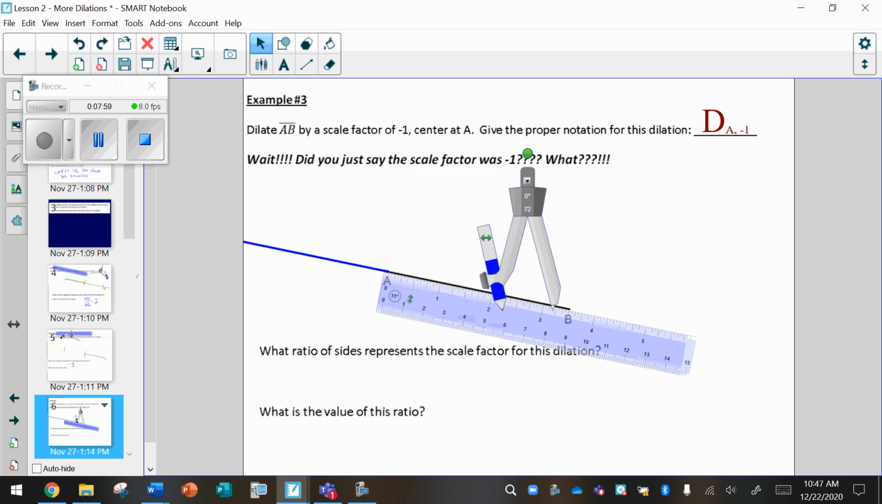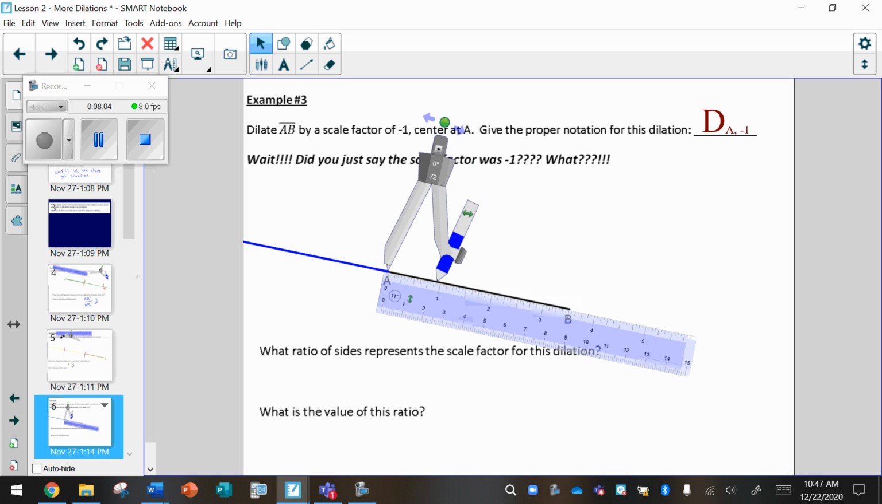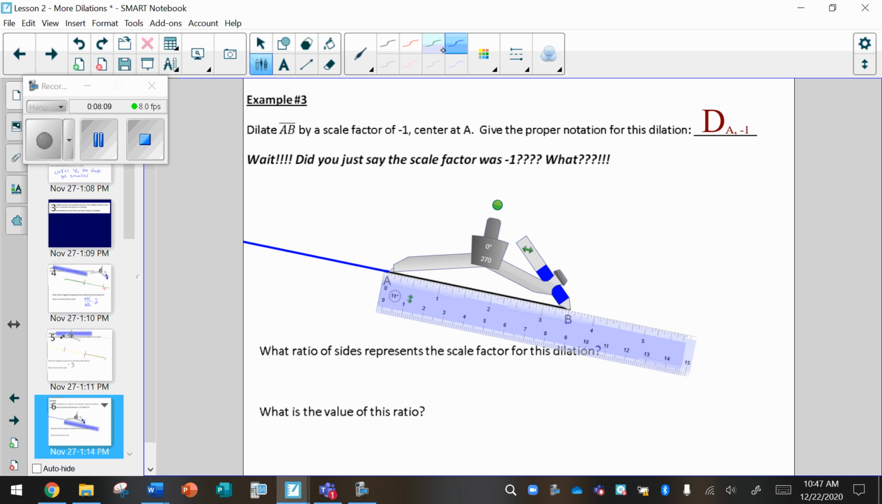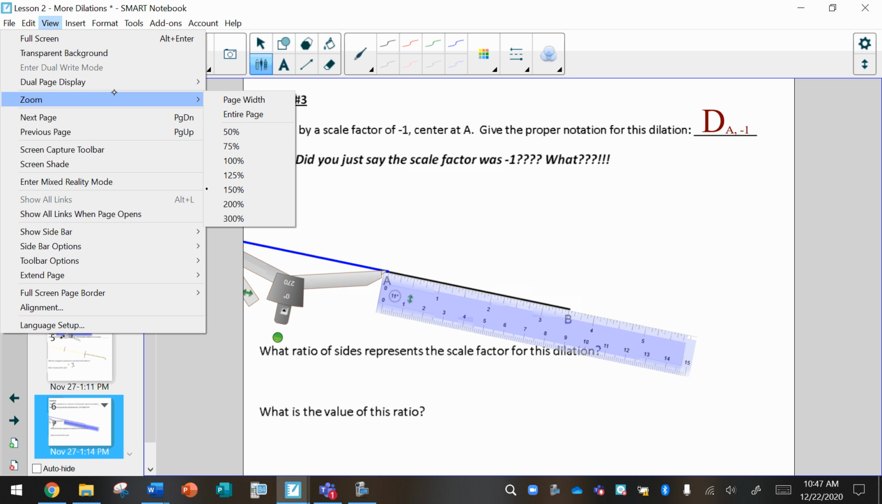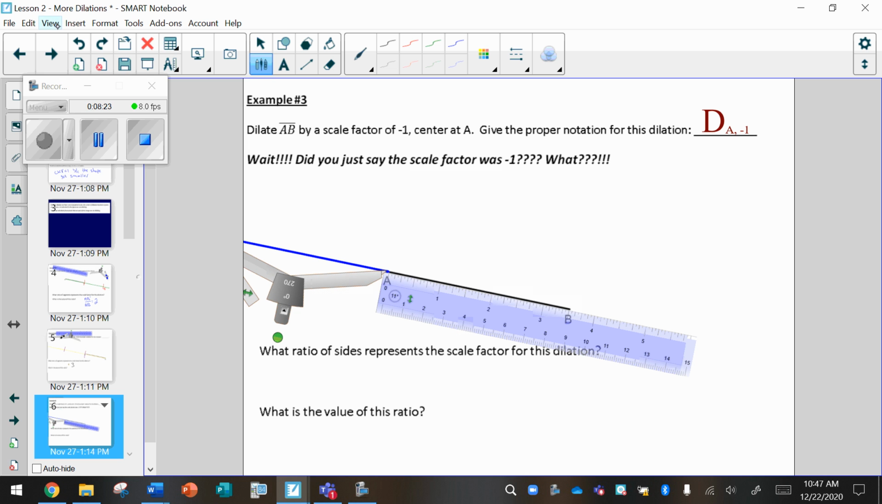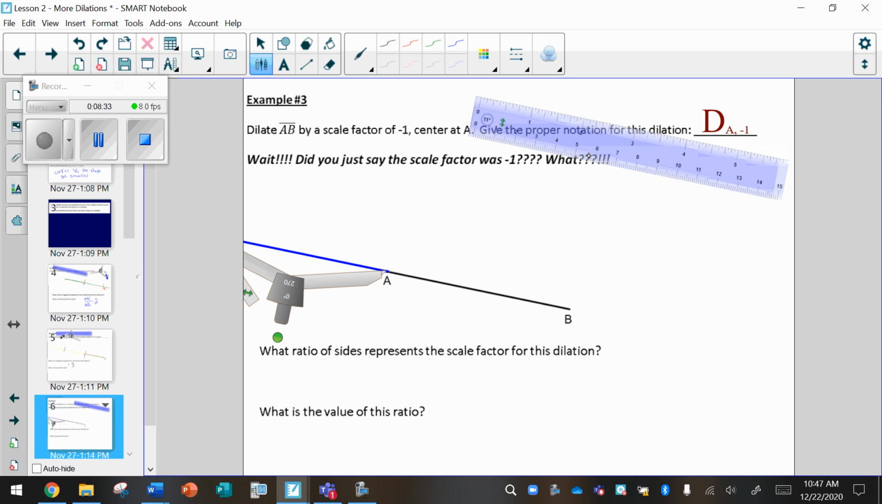So when I measure from A to B, I'm going to still mark my length from A, but because it is a negative scale factor, I'm going to mark it in the opposite direction. And of course it's off the page. Oh, you know what? I'll fix that. I zoom. That did not fix it. So anyways, point B prime should be off to the left.